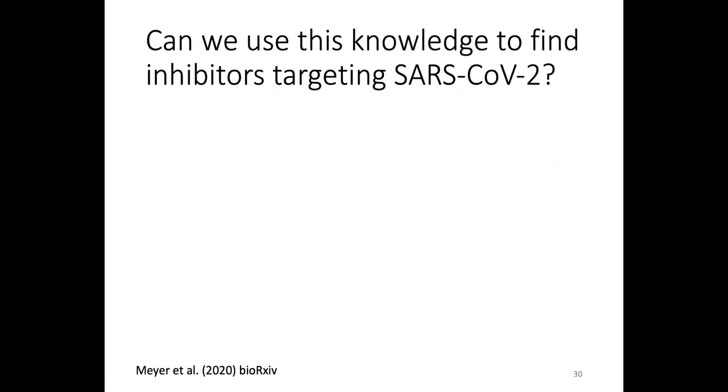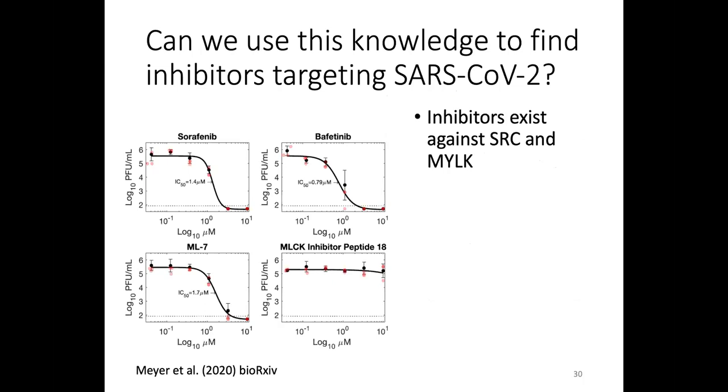We've shown that these proteins are important for the virus. So is this information we can actually use? Well, we know that inhibitors exist against, in particular, kinases, so SRC and myosin light chain kinase. And in the case of SRC, these are inhibitors that are already available and in use in the clinic. We find in particular the inhibitor bosutinib is primarily not a SRC inhibitor, but has well-known off-target effect against SRC. And it inhibits at the sub-micromolar level.